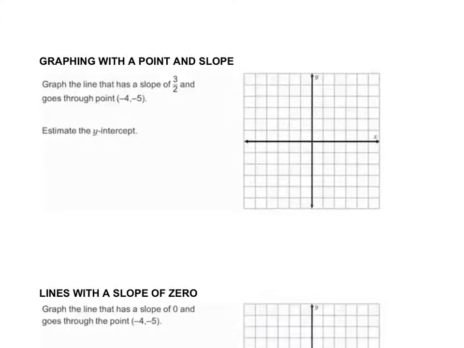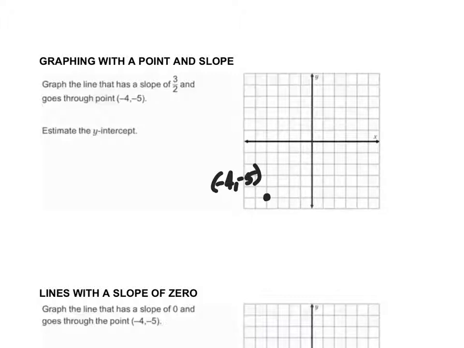So what I'm going to do is graph this line with a slope of 3/2 that goes through the point (-4, -5). I'm going to plot that point first. So just given the information that I have, plot negative 4, then down 1, 2, 3, 4, 5. That's my point, (-4, -5).